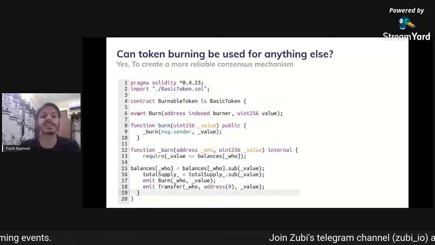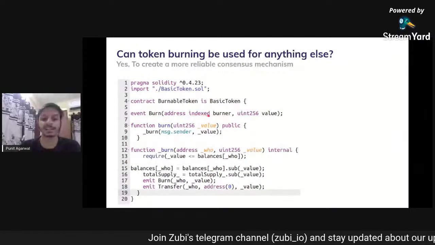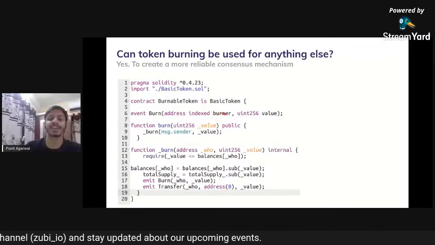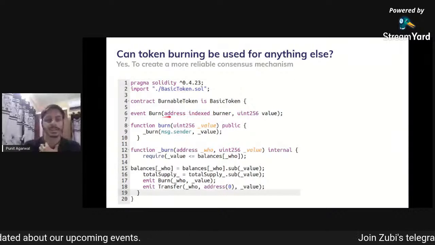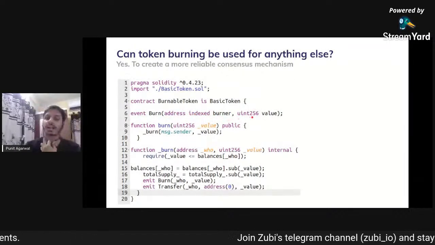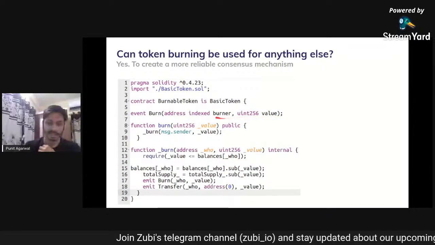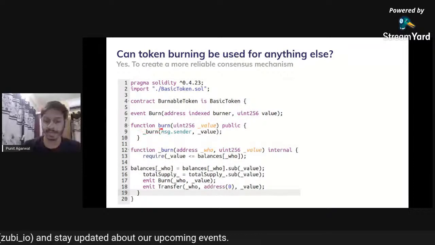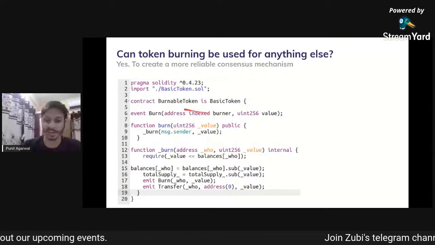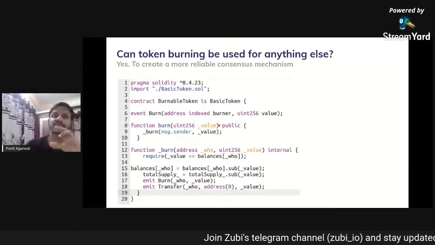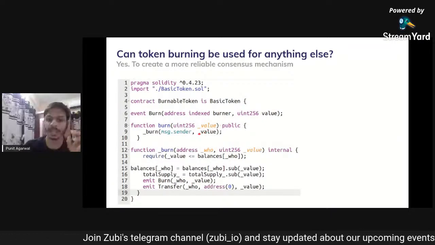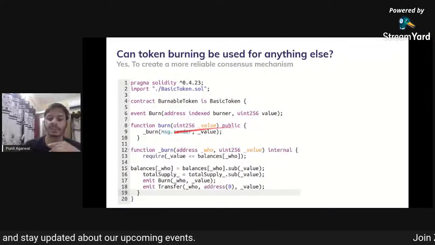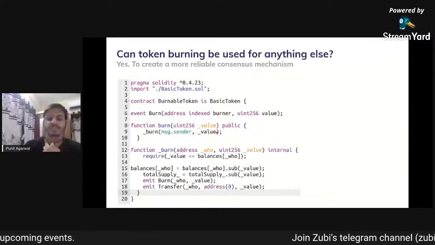Now there's an event of burn, wherein there are two values for this. One is the address indexed burner and another is the value. Getting it? So the address and the value. Now there's a function of burn. In that function we put the value, like how many tokens we want to burn. It's a public function, and it executes burn message.sender comma value.